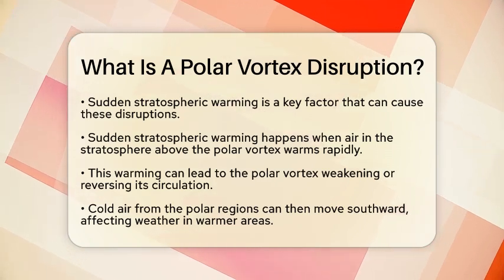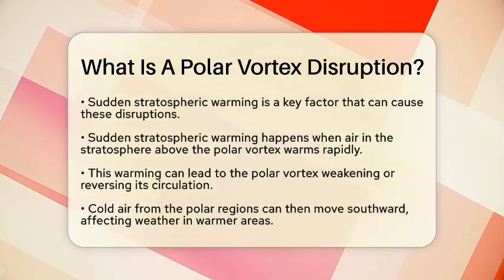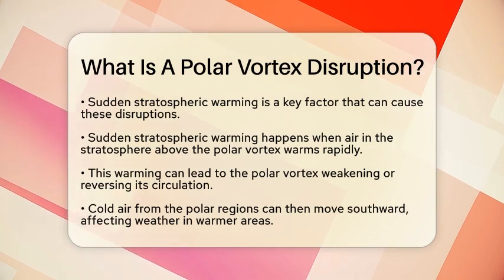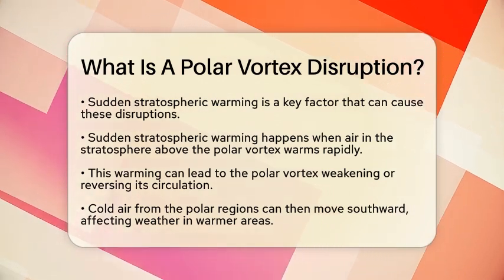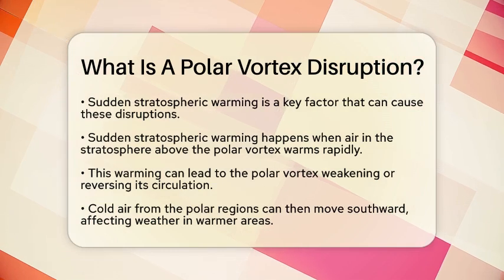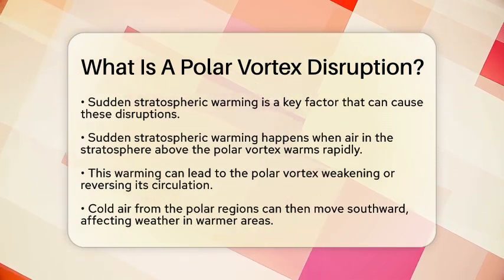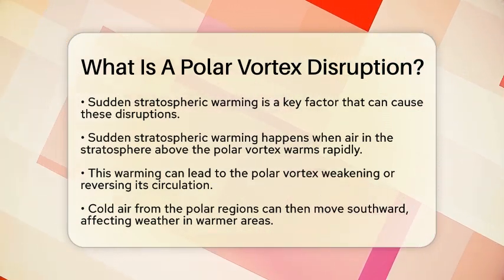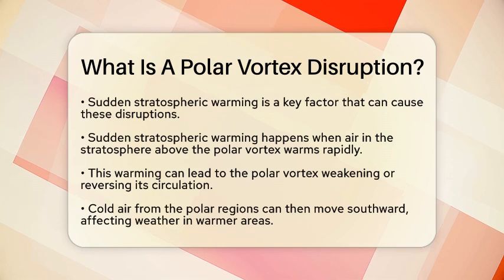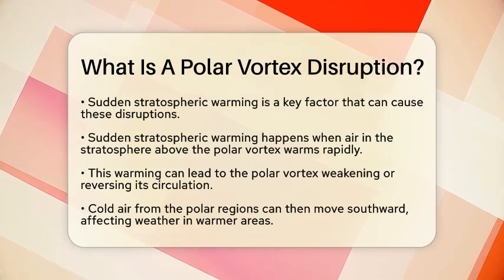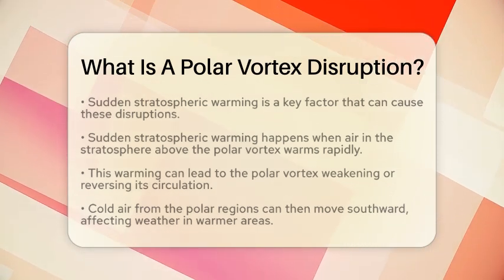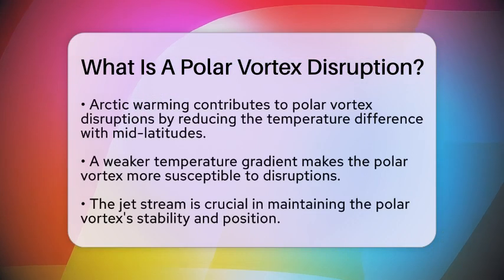Another factor contributing to polar vortex disruptions is Arctic warming. The Arctic is warming at a faster rate than other regions of the world. This rapid warming reduces the temperature difference between the Arctic and mid-latitudes. When this temperature gradient decreases, the polar vortex becomes weaker and more prone to disruptions.